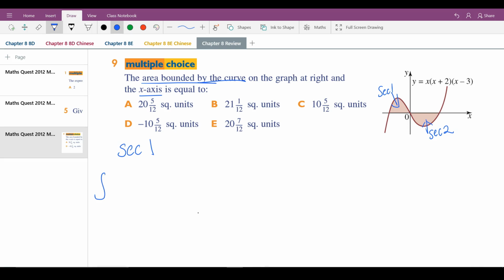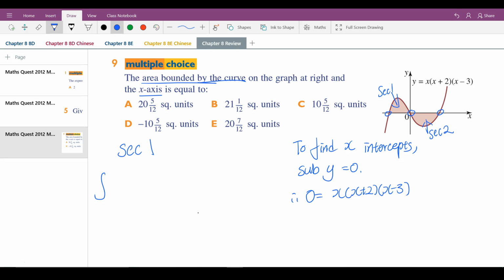Integrate. Oh, so we need to find the x-intercept as well. So we need to find out this point, and this point. They are all the x-intercepts. So that should be first. To find the x-intercept, sub y equal to 0. So the function becomes, therefore, 0 equal to x, x plus 2, x minus 3.